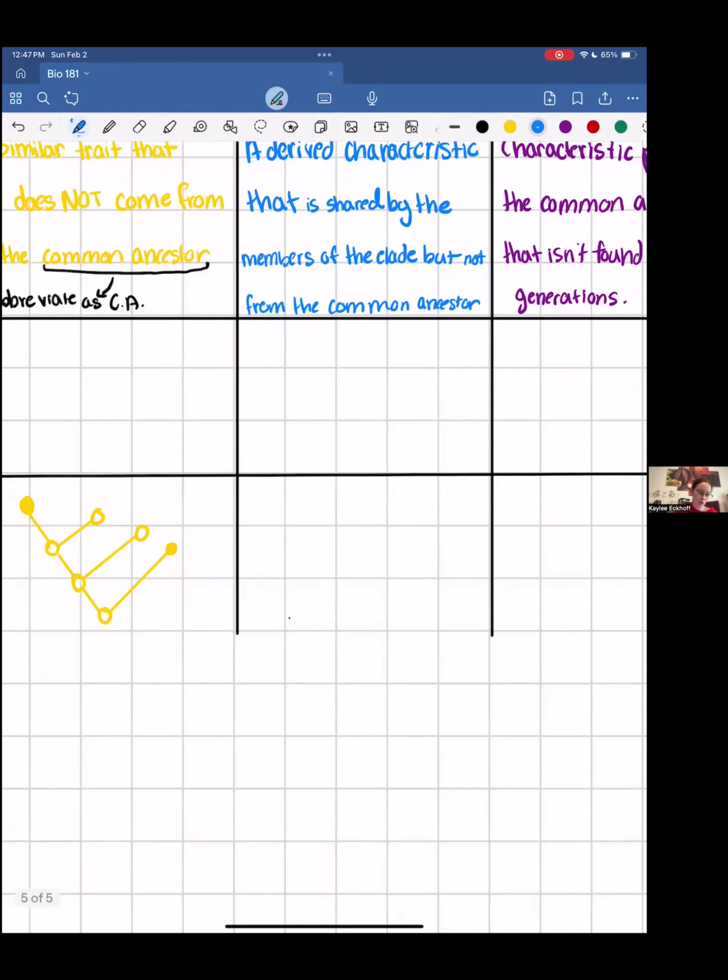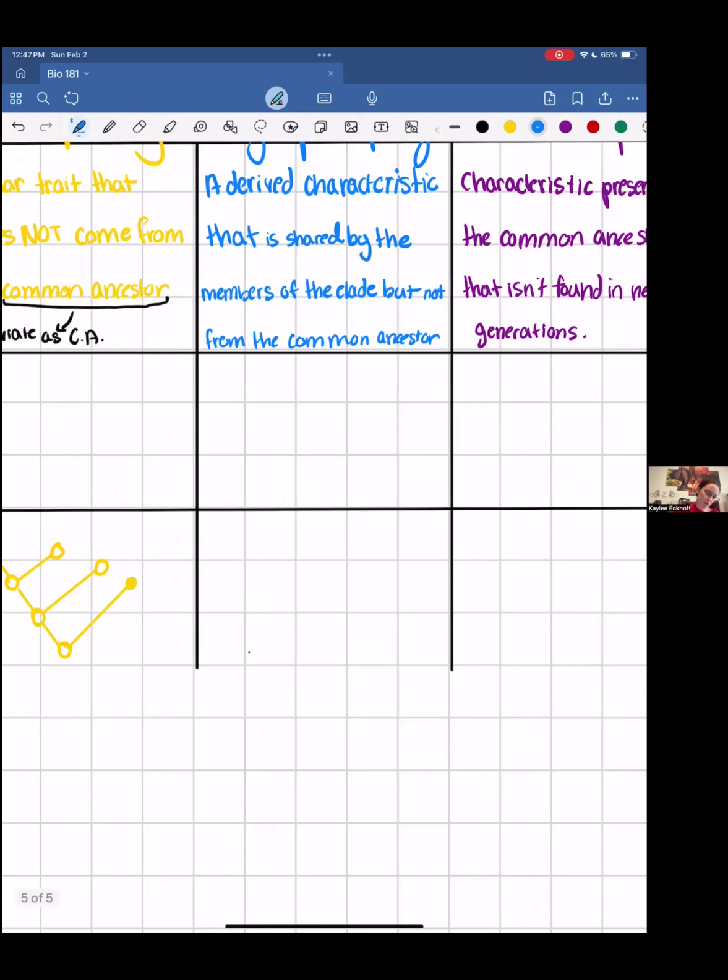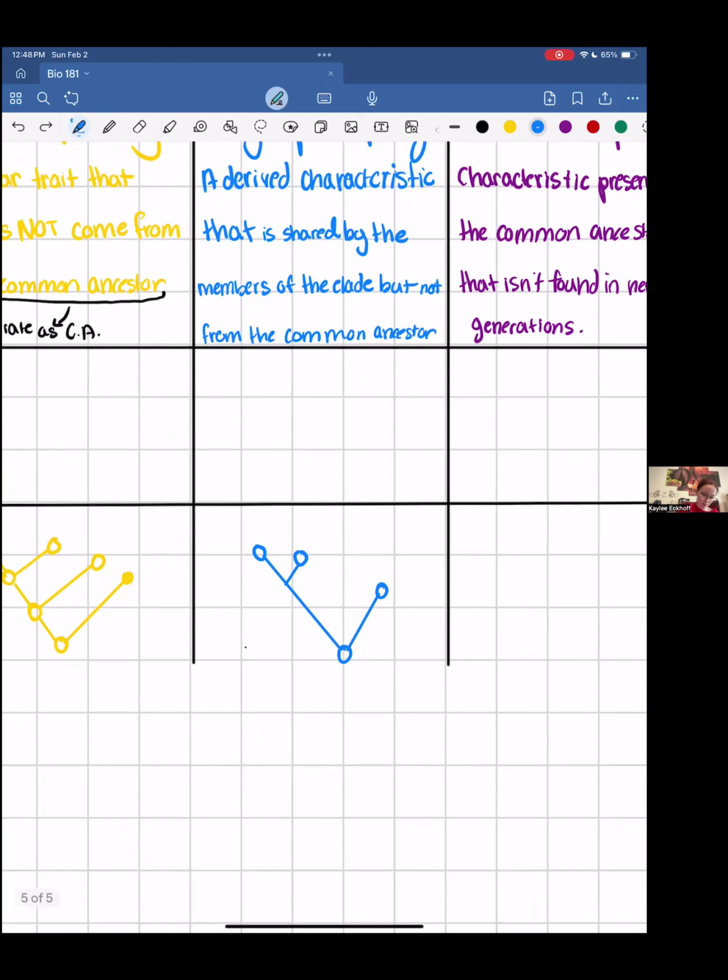Now, for synapomorphy, we're going to draw basically the same thing, except I always draw my line first and then erase my little circles. That way you have a prettier clade. It doesn't look like it's all over the place, because if not, it's going to look wonky.